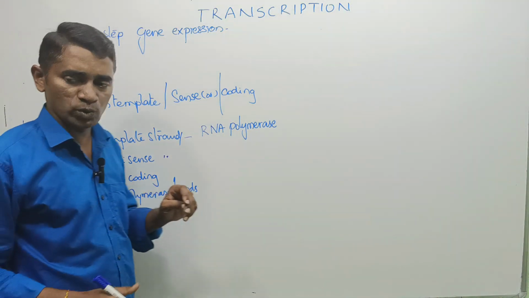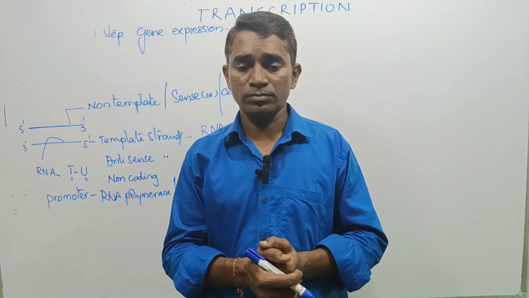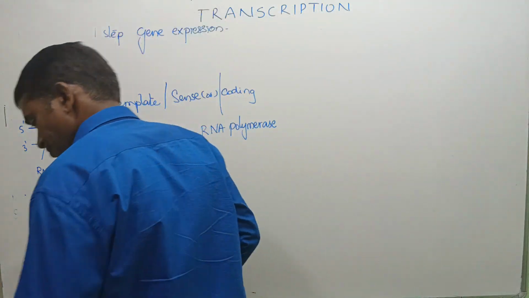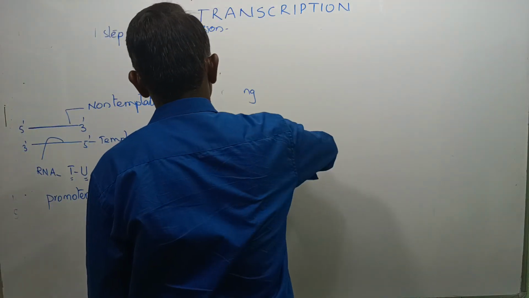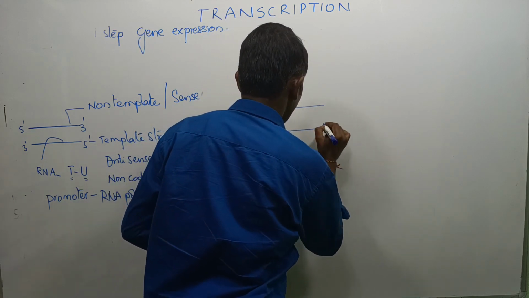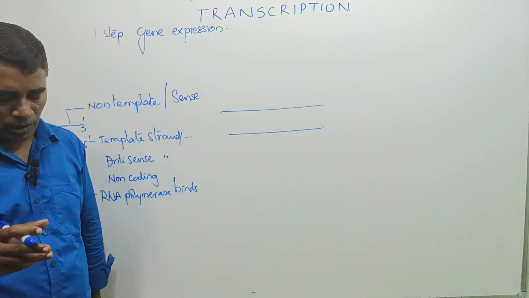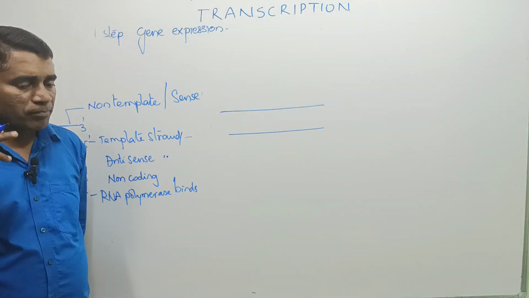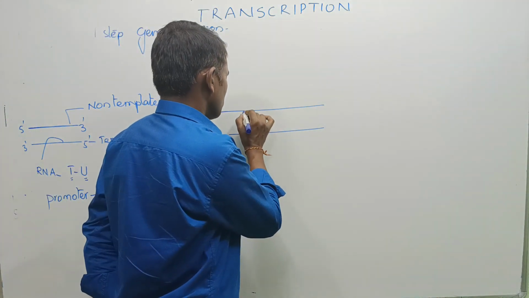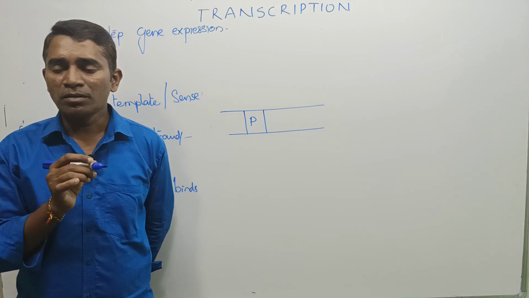RNA polymerase binds to the promoter region on DNA itself. Remember, in any event, let's suppose this is the DNA molecule. There is some terminology associated with transcription. Promoter region: let's suppose this is the promoter region where the RNA polymerase enzyme binds.